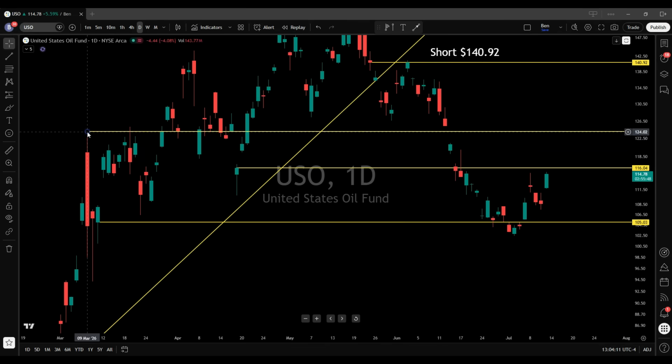See how they had this top pivot point right here? A ton of price consolidation. So if we get up into this area, this is going to be additional resistance on the chart of USO.